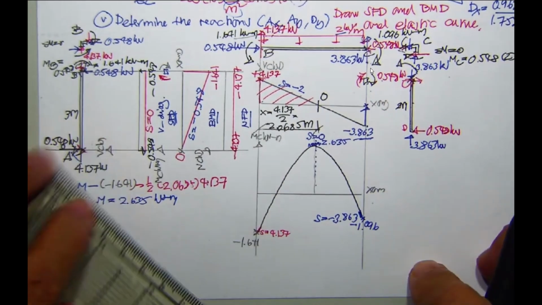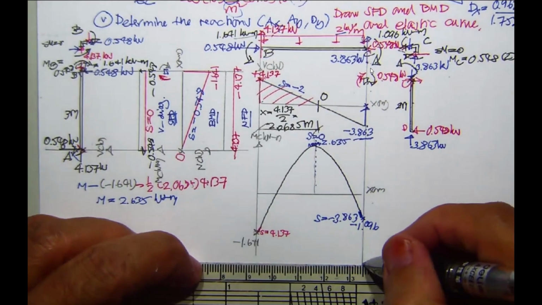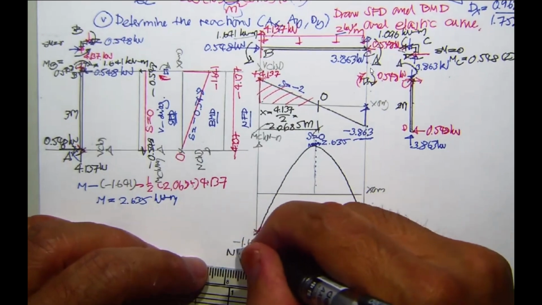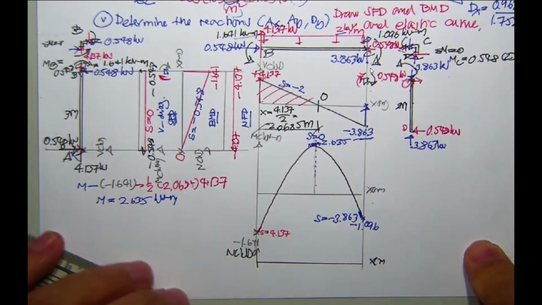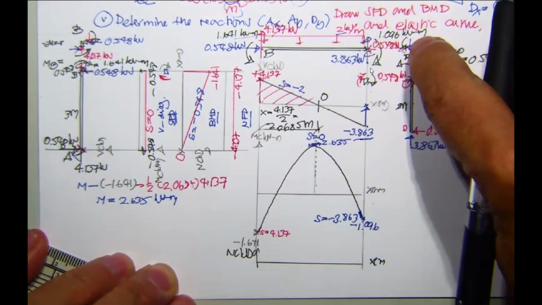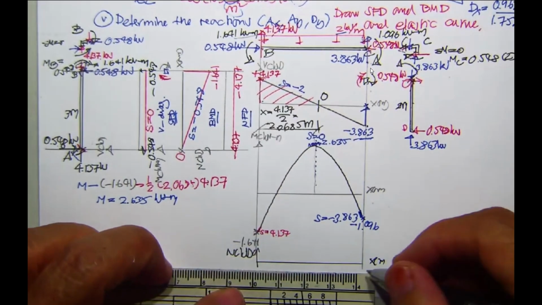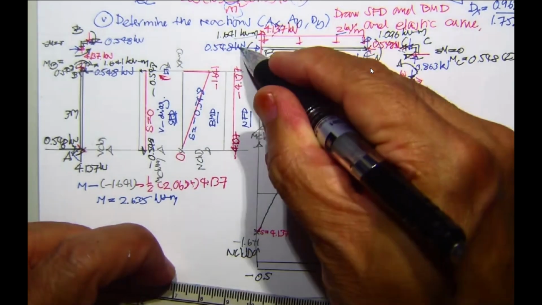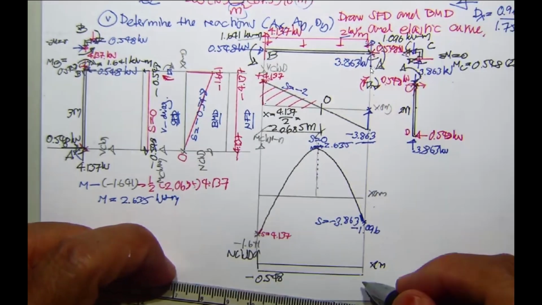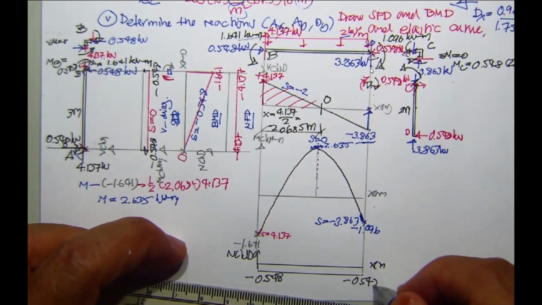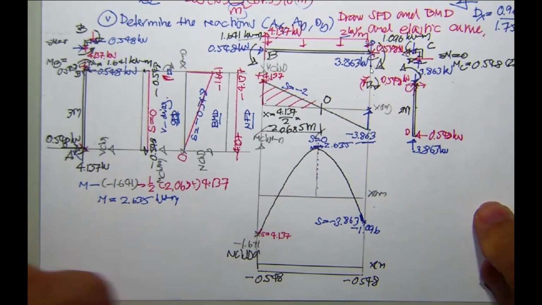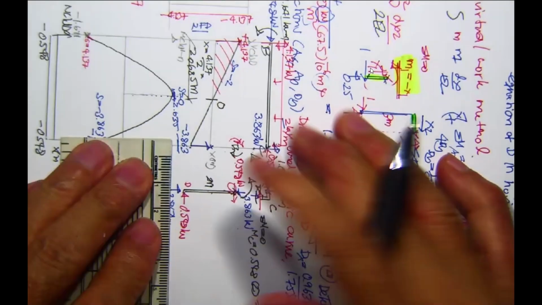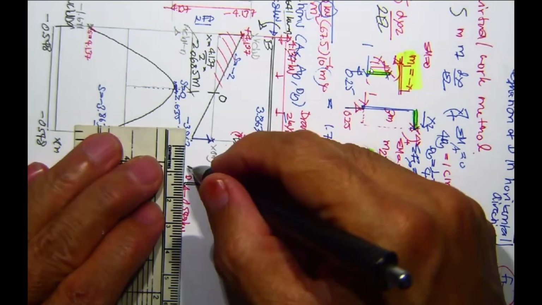Okay, and then the last one is to write the normal force diagram. This compressive force is going to be constant, 0.548, and this one minus 0.548. Now the last one is going to be the column. So take this one and do the same thing.